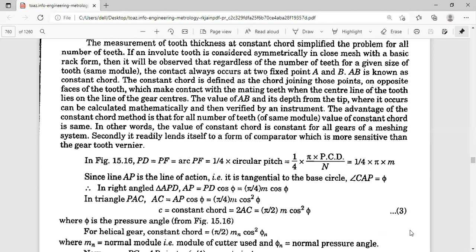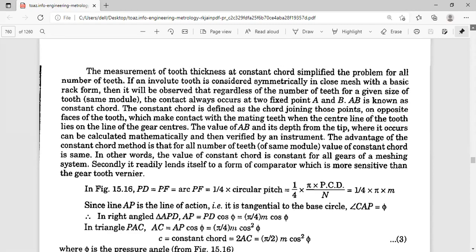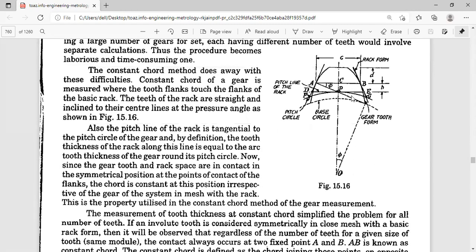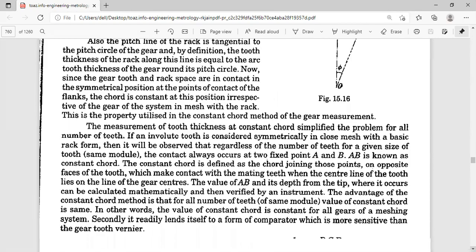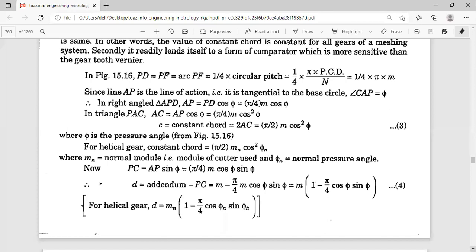So in triangle PAC, what is AC? Just try to see that particular figure. In triangle PAC, cos phi is AC by AP. AC will be the adjacent side and AP will be the hypotenuse there. So in the triangle APC, we have AC equal to AP cos phi. And what is AP? AP we have already derived in the previous line: AP is equal to pi by 4 m into cos phi. Cos phi into cos phi is cos square phi.